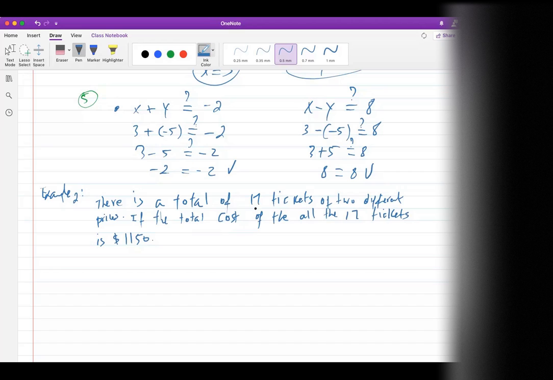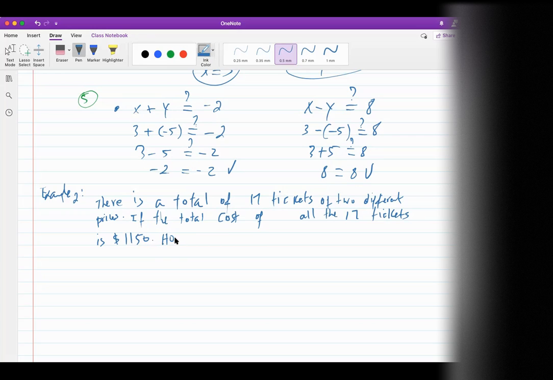Okay, so there is a total of 17 tickets together of different prices. Two different prices means there's two groups of tickets. Some of them are more than the others. We have the total number of tickets, which is 17. If the total cost of all these 17 tickets is 1150, the question is, how many of each ticket do we have?